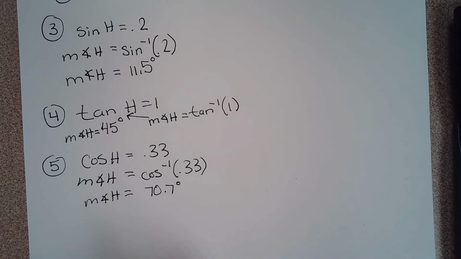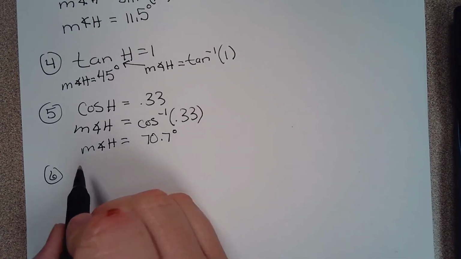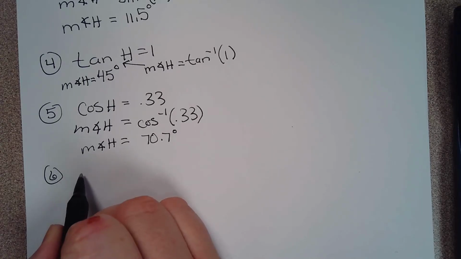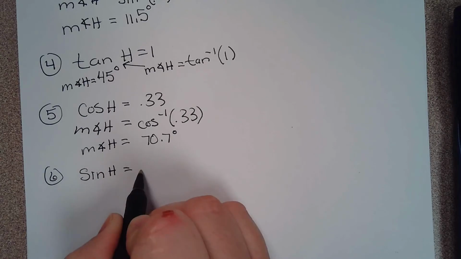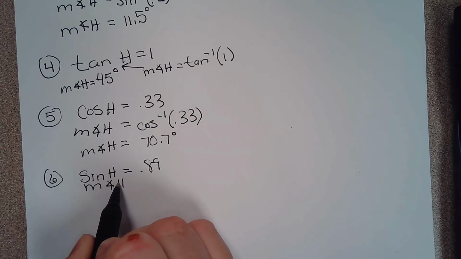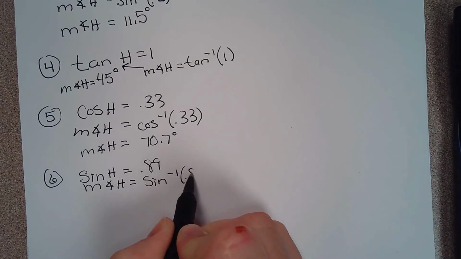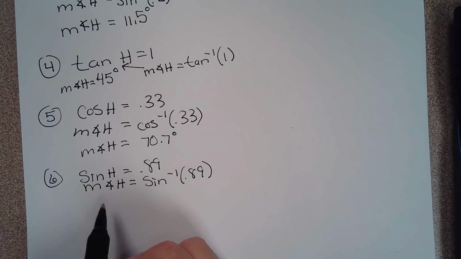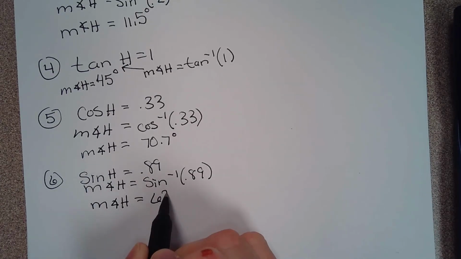For number 6, we are going to do sine h equals 0.89. So the measure of angle h equals sine -1 of 0.89. The measure of angle h is going to end up giving me 62.9 degrees.